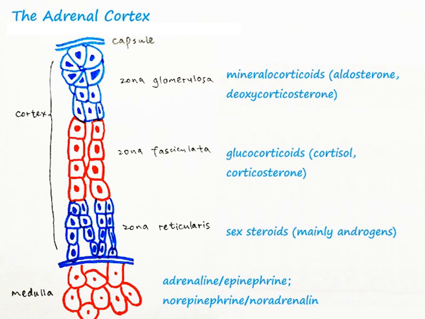Three main types of hormones are produced by the adrenal cortex: mineralocorticoids, aldosterone and deoxycorticosterone, are secreted by the zona glomerulosa; glucocorticoids, cortisol and corticosterone, are secreted by the zona fasciculata; and sex steroids, mainly androgens, are secreted by the zona reticularis.